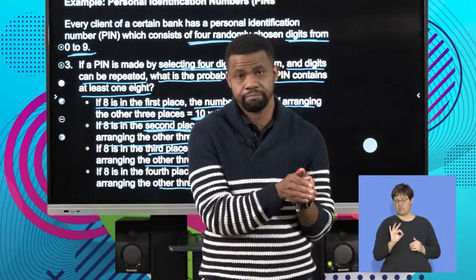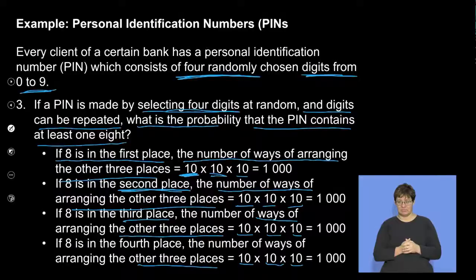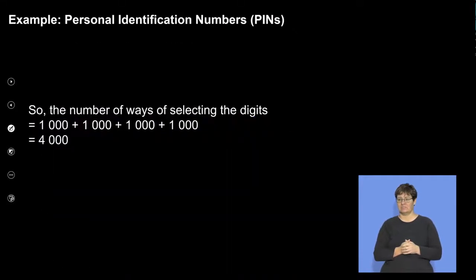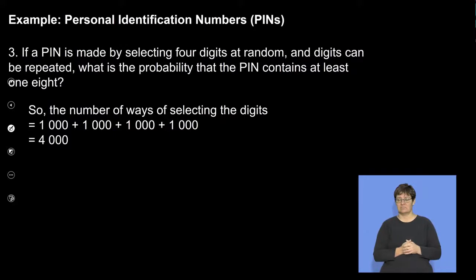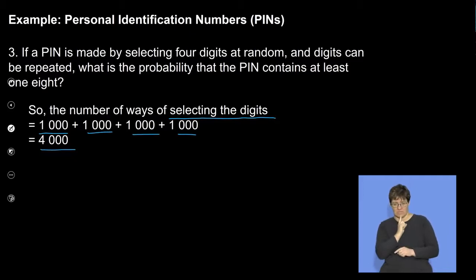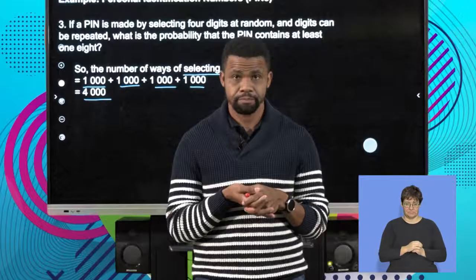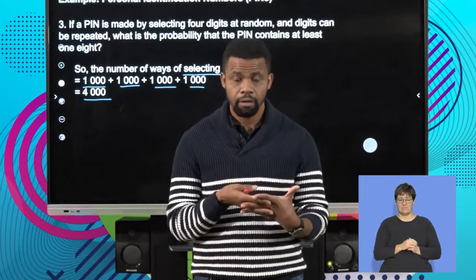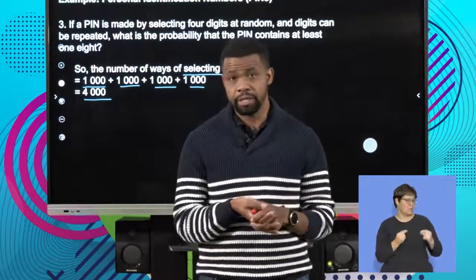Are we together? Fantastic. Then what do we do here? So the number of ways of selecting digits will be 1,000, 1,000, 1,000, 1,000, which gives us 4,000. Are we together? Because if you're 4-digit, 8 can be in the first place, second, third, or fourth. So there's 4,000 ways of doing that. Okay. Then now, how do we do the probability?